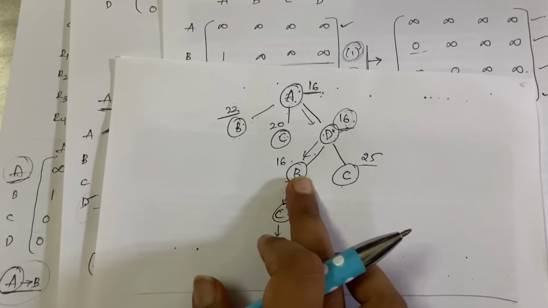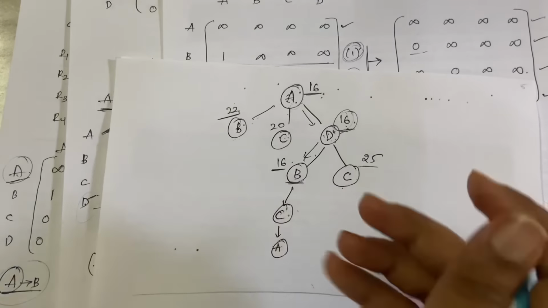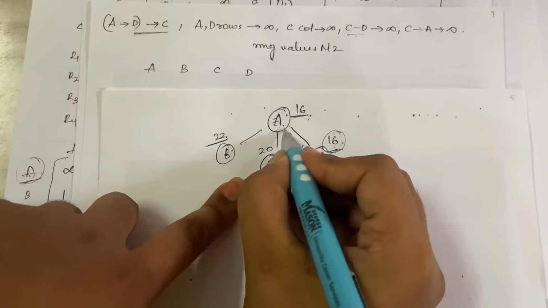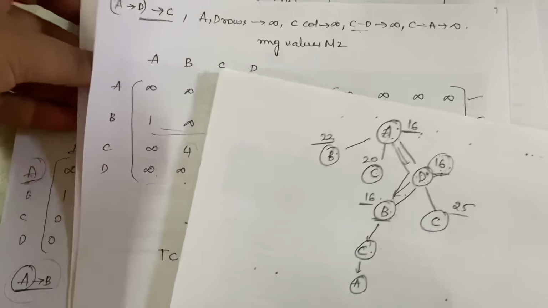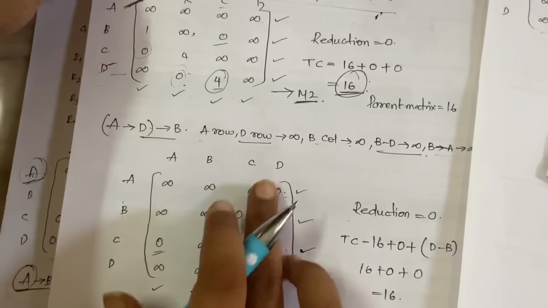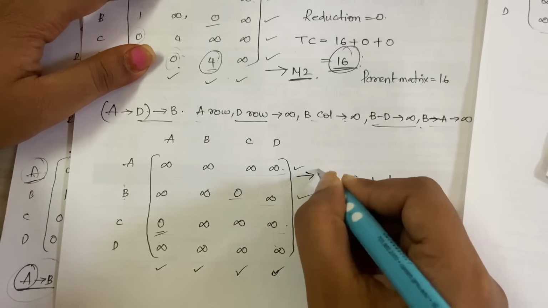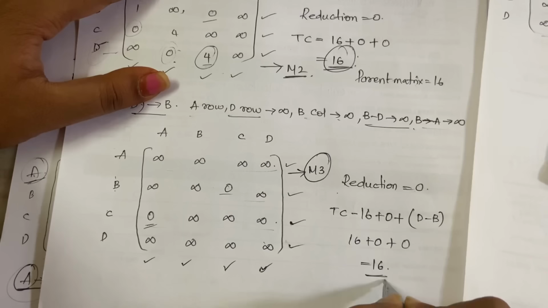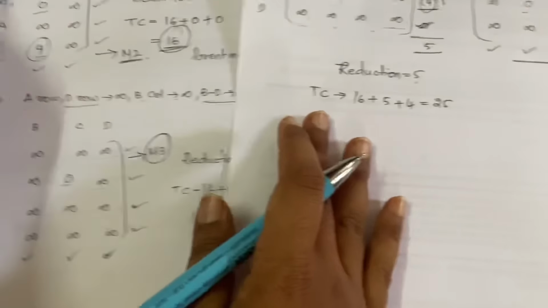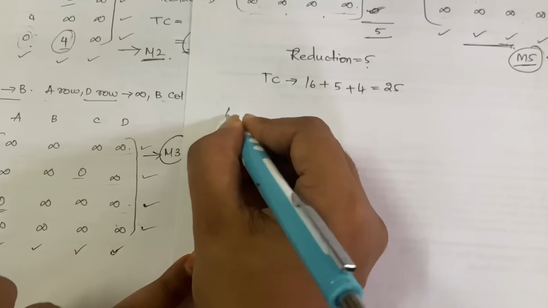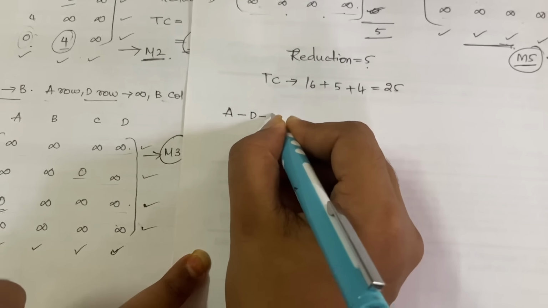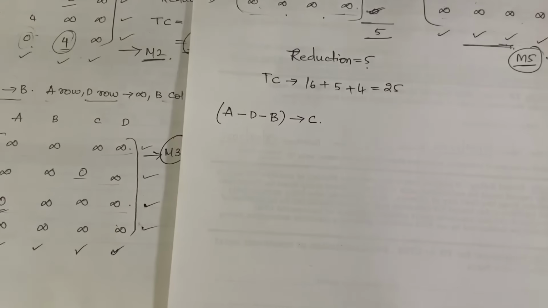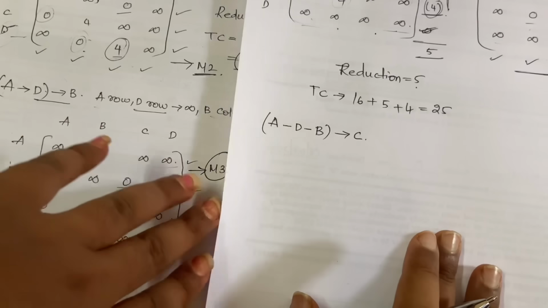Okay. So in order to calculate this, now the parent cost matrix is how much? 16. And what is the parent matrix here? Parent matrix will be the matrix from A to D and D to B. Which matrix is that? This one. Okay. A to D and D to B matrix will become the parent matrix. Now let us take it as M3. M3 is the parent matrix and the total cost of the parent matrix is 16. By using these values, let us calculate the path from A to D, D to B, and then from there to C.